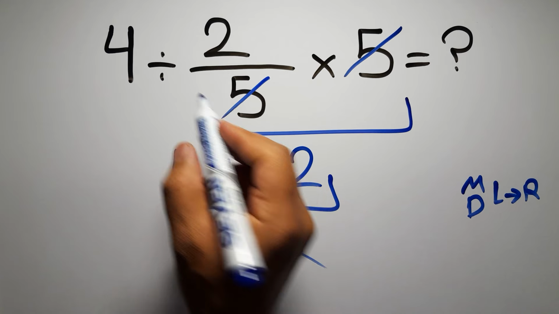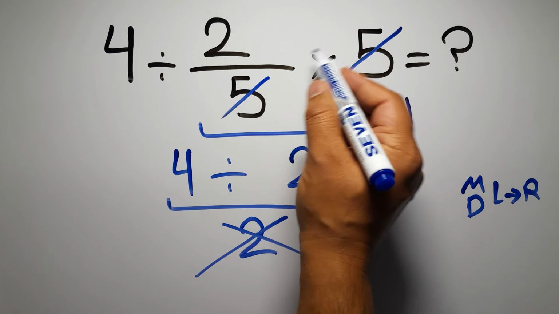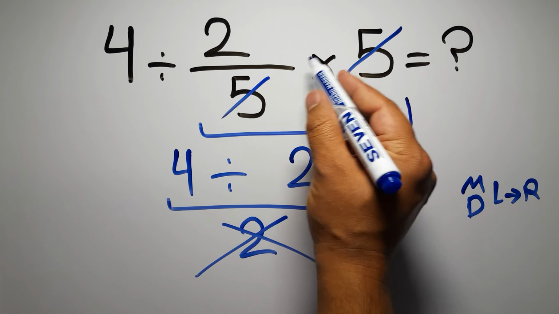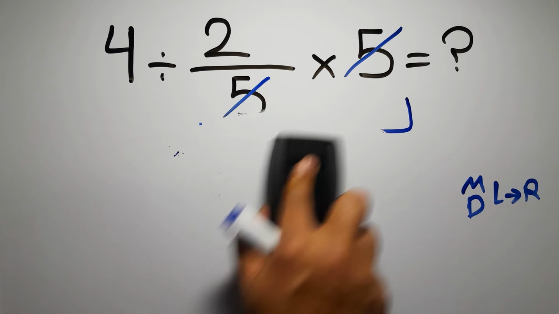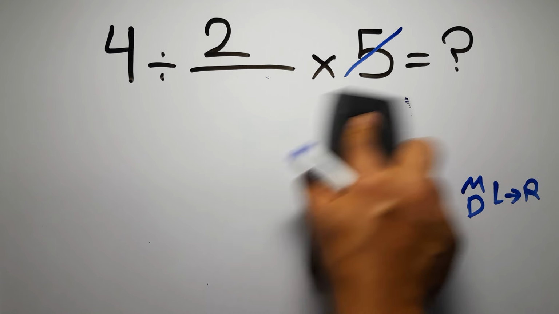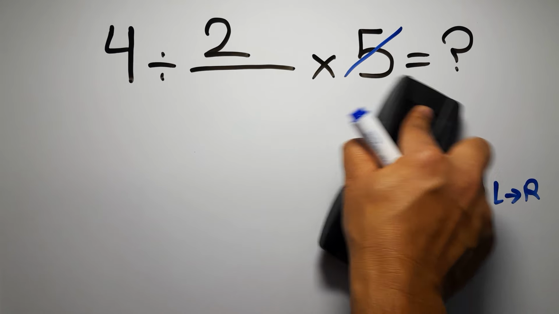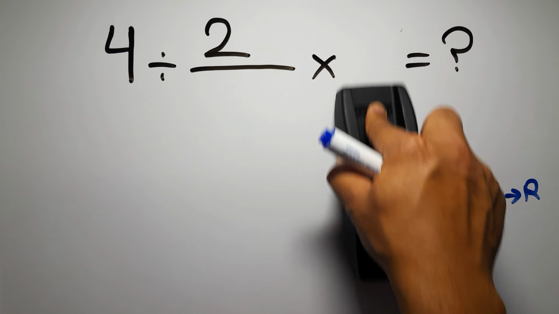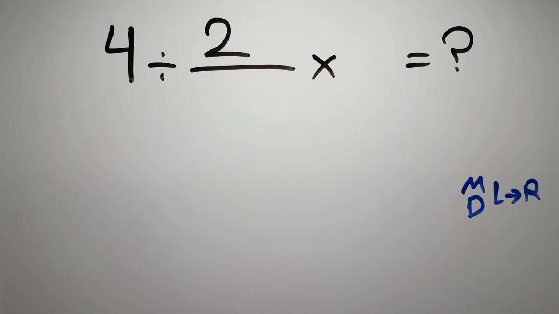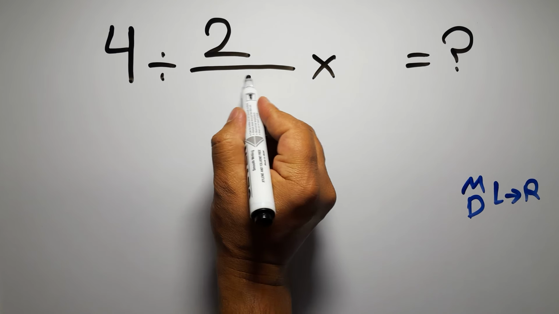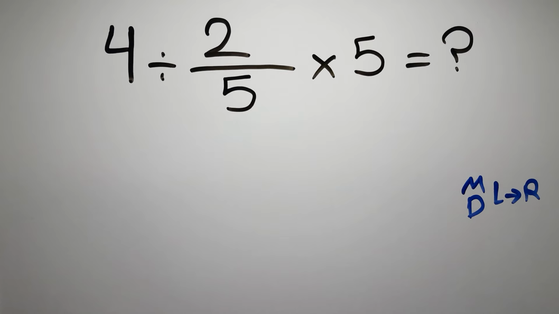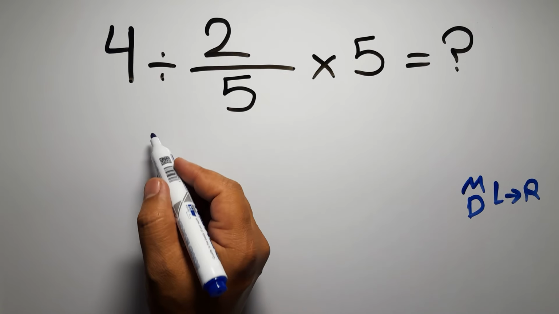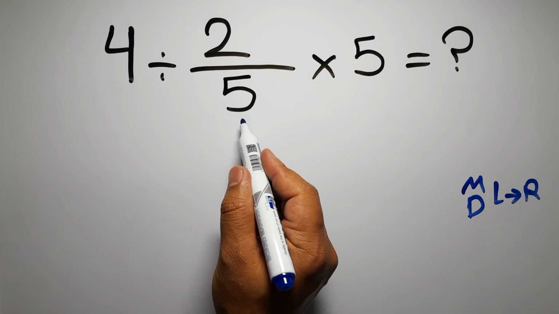So here first we have to do this division, then this multiplication. If we do this multiplication before this division, it is wrong. So first this division, 4 divided by 2 over 5.